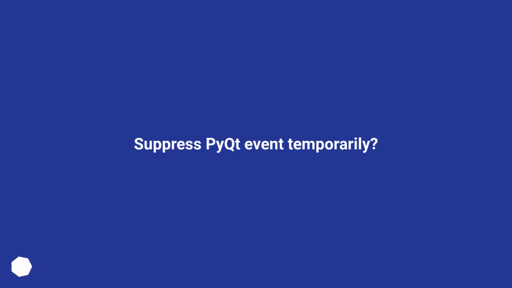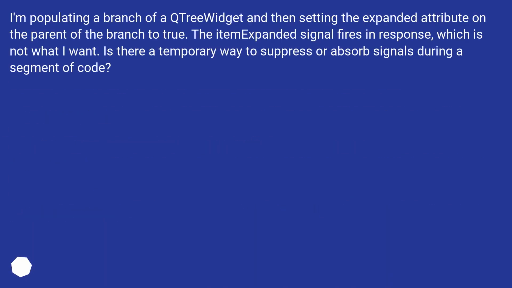Suppress PyQt event temporarily. I'm populating a branch of a QTreeWidget and then setting the expanded attribute on the parent of the branch to true. The itemExpanded signal fires in response, which is not what I want. Is there a temporary way to suppress or absorb signals during a segment of code?